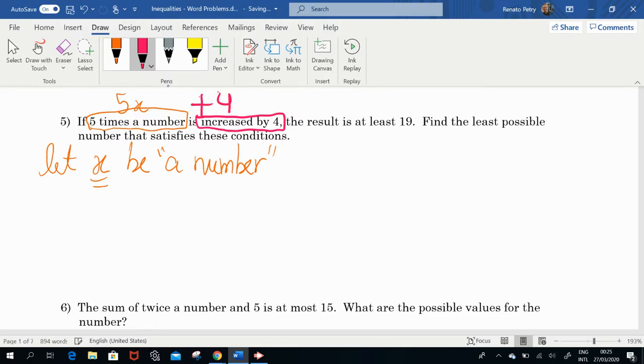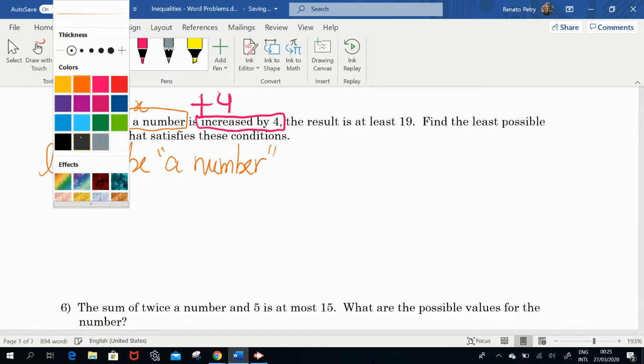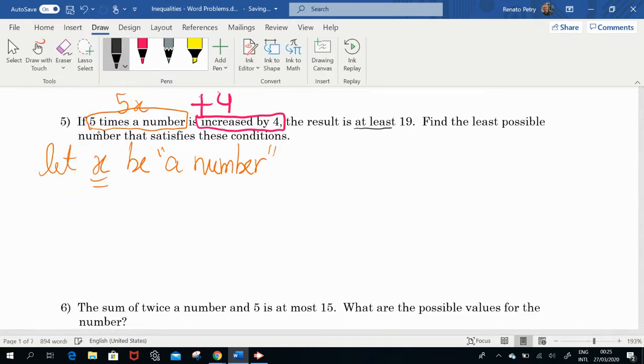The result is at least 19. At least 19 means the minimum it can reach is 19. But then the question is, when I say at least 19, is 19 part of my answer or not? Yes, 19 is part of my answer. So at least 19 means everything else has to be greater or equal to 19.